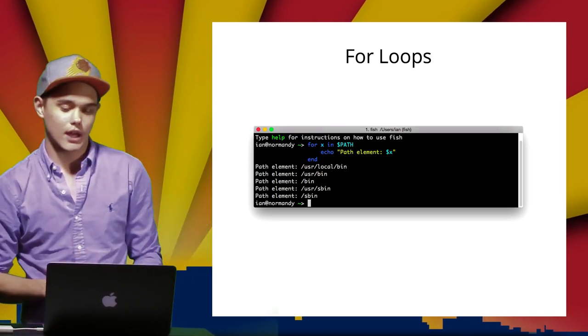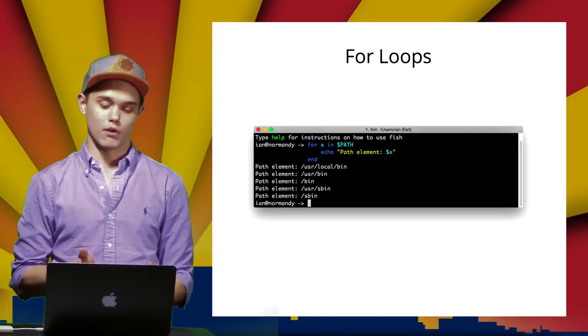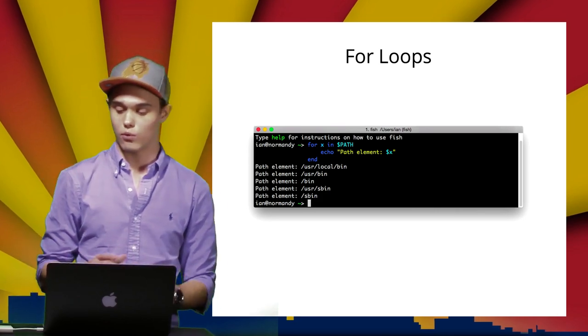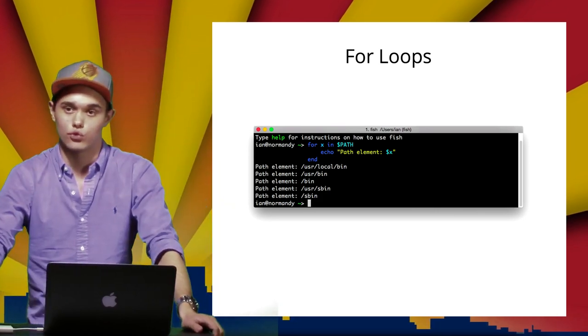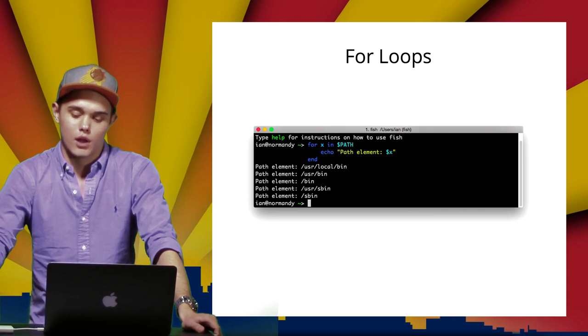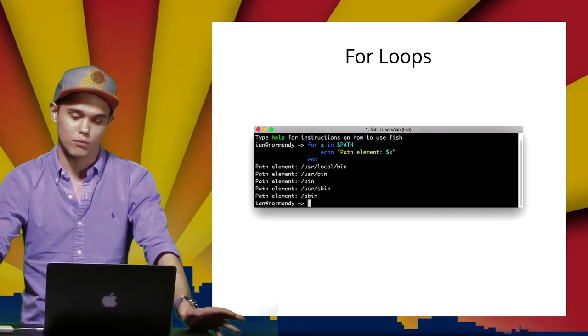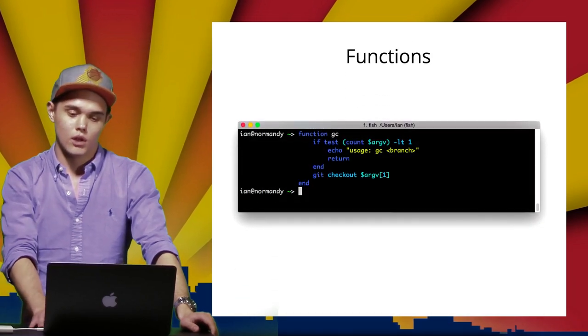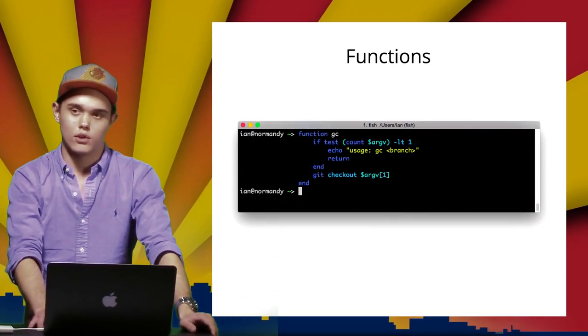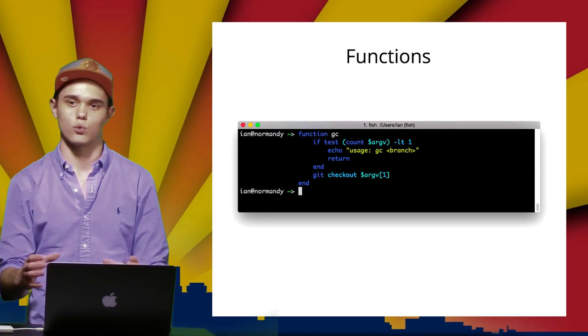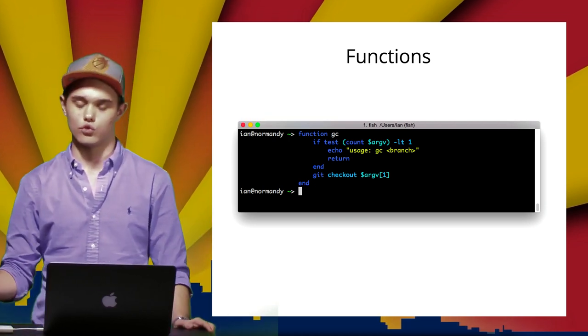You get syntax highlighting. You get for is just for. You get 4x in whatever it feels like most other scripting languages. Arrays are a little bit more first class than they are in Bash. So your argv is an array. Your path is an array, etc. Functions are your function keyword. Test and square brackets work the same way they do in every other shell.